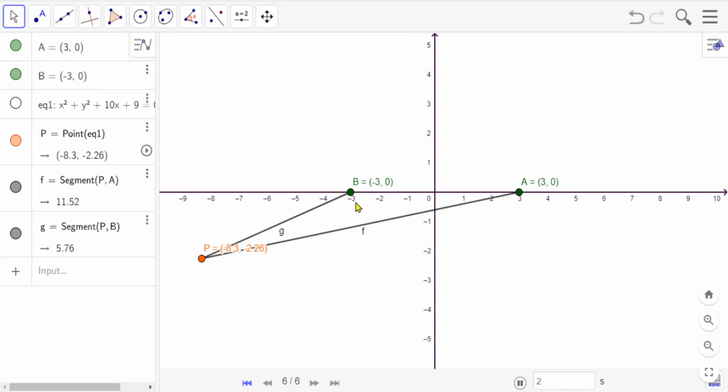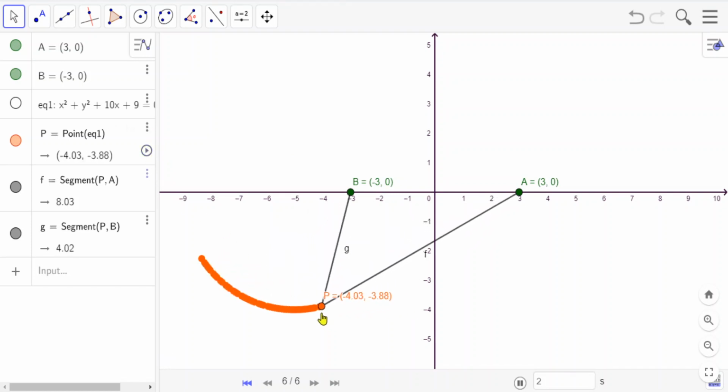Joining these two gives a line segment G, which is 5.76. Now you observe, what is the length of PB? 5.76. What is the length of PA? That is 11.52. Now you observe, is PA equal to 2 times PB? Yes. Now what we require is the locus of this point P. Now if P is moving, then what will happen?